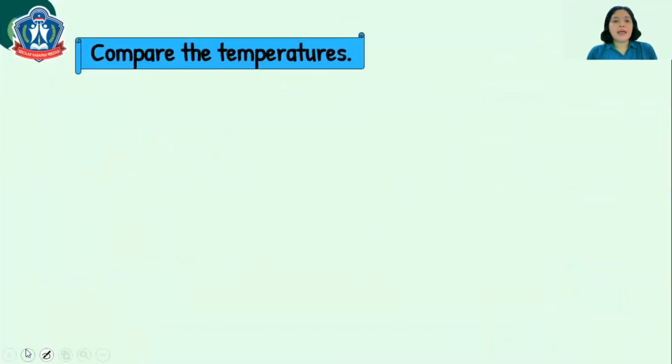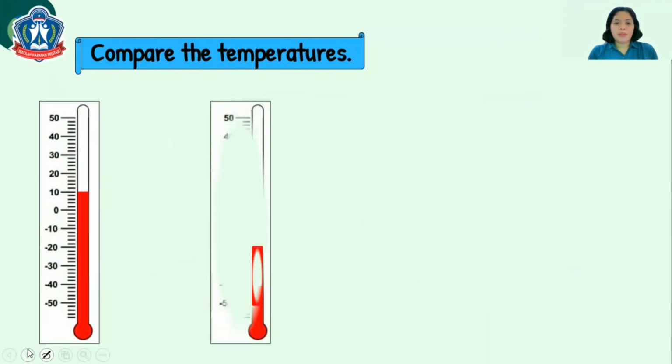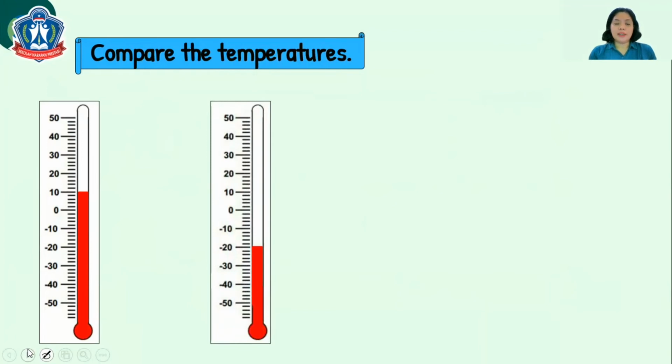Next. Now let's compare the temperature. Which one is the coldest or the warmest, or the smallest or the greatest? I have here 2 thermometers. A thermometer, children, is used to measure temperatures. Our first thermometer on the left shows 10 degrees Celsius. And on the right side, it dropped, and that is negative 20 degrees Celsius.